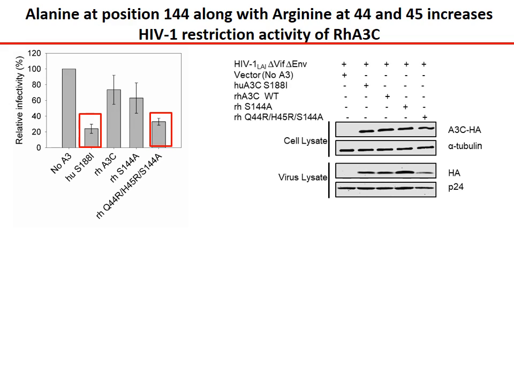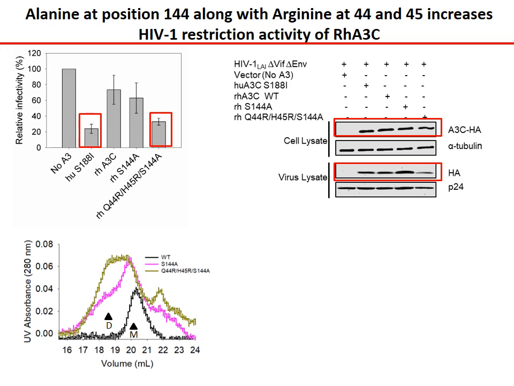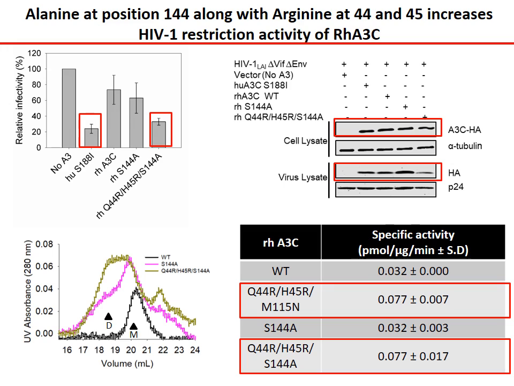Again, the expression level of all the constructs was similar and all of them encapsulated in virion at similar level. We purified the proteins and did size exclusion chromatography. As you can see, the S144A triple mutant existed predominantly as a dimer. We did the in vitro deamination assay and the specific activity of the S144A triple mutant was approximately 2-fold more than the wild-type rhesus A3C.